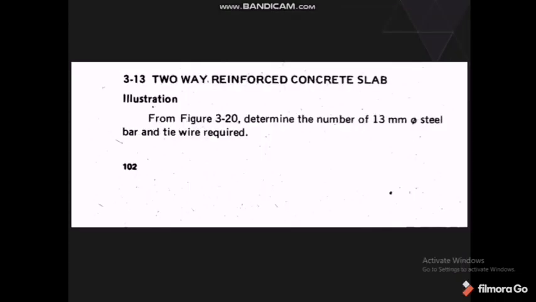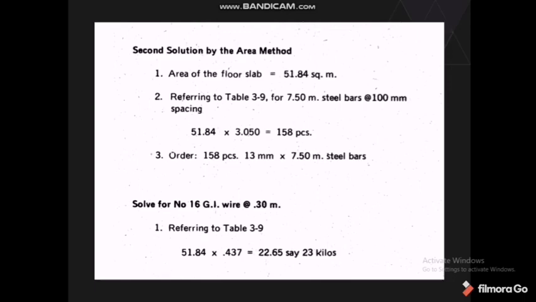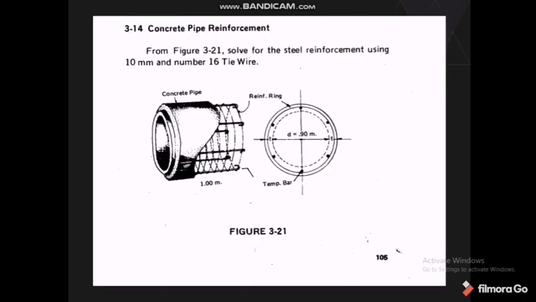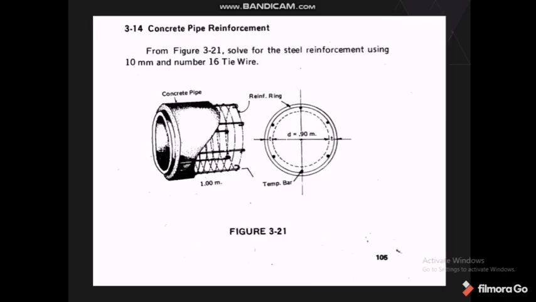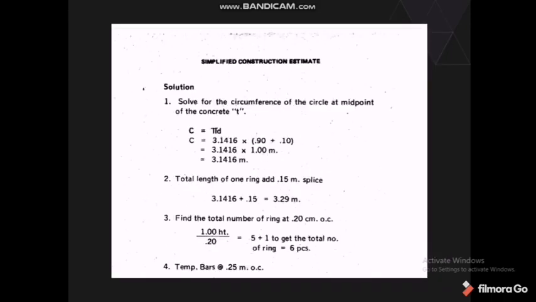Then the next problem is concrete pipe reinforcement. From figure 3.21, solve for the steel reinforcement using 10mm and number 16 tie wire. First, solve for the circumference of the circle at the midpoint of the concrete. Circumference is pi times diameter. So the diameter is equal to 0.90 plus 0.10. So circumference is equal to 3.1416 times 0.90 plus 0.10. That is 3.1416 meters.